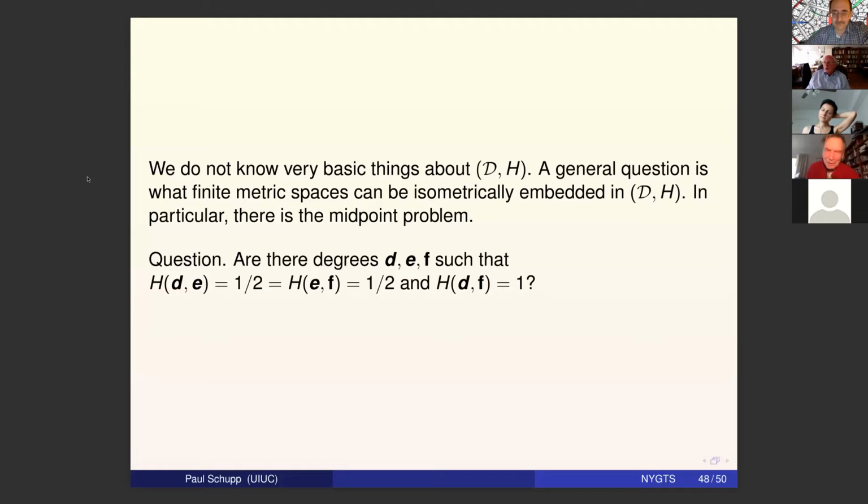You covered an incredible amount of material, but I'll just throw in one more comment here. If the answer to this question is no, then we completely understand the metric space of the degrees under the Hausdorff metric in a strong sense. If it's yes, then who knows? Yeah, that's true. So it's a very basic question.